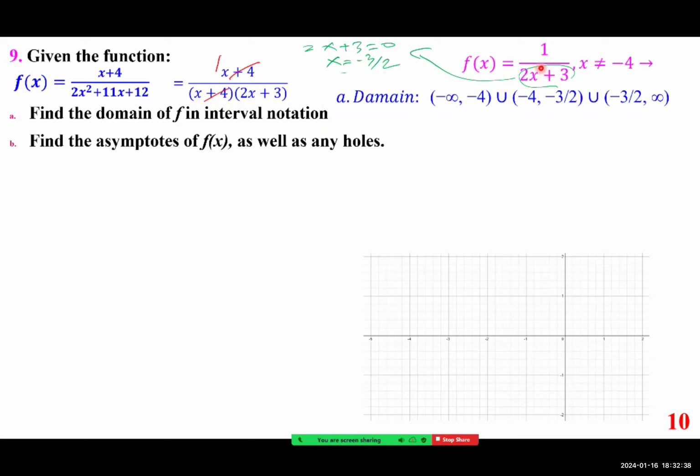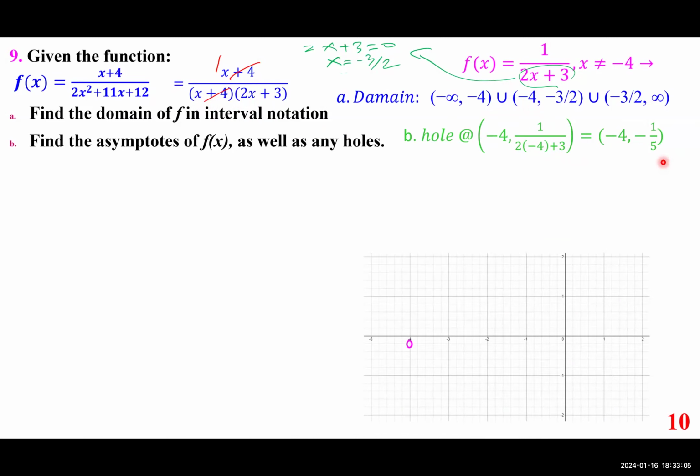So if you plug in -4, you get 1 over 2 times -4 plus 3. This makes it -8 plus 3, makes it -5, 1 over -5 or -1/5. The hole has this location, -4, -1/5. That's in the rectangular coordinate system. That's the pair.